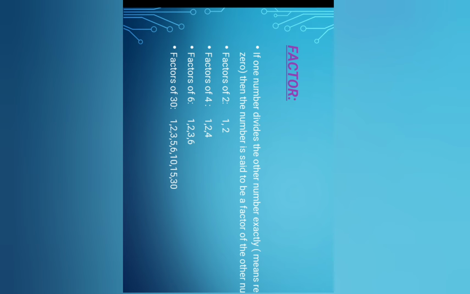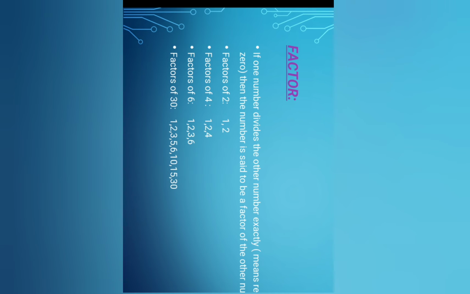1 4 is 4, 2 2s are 4, 4 1s are 4. So we get the number 4 in the one table, two table, and four table. Factors of 6: 1 6 is 6, 2 3s are 6, 3 2s are 6, and 6 1s are 6. Thereby we can say that the factors of 6 are 1, 2, 3 and 6.